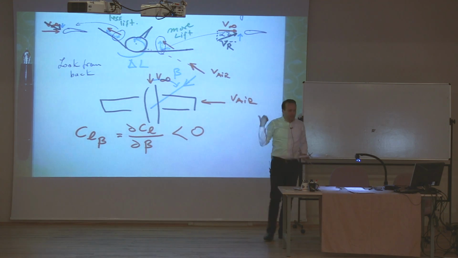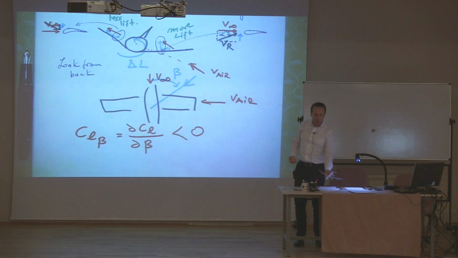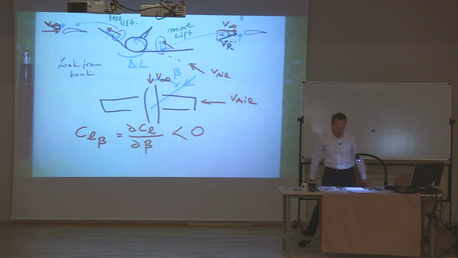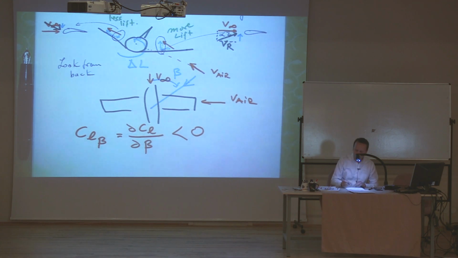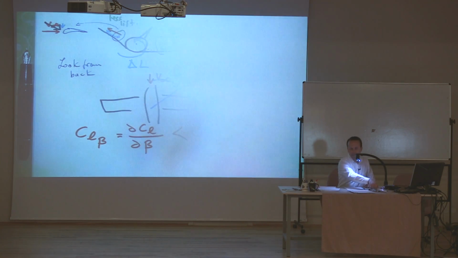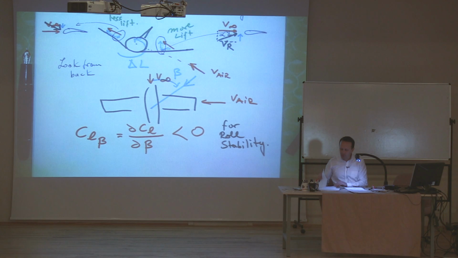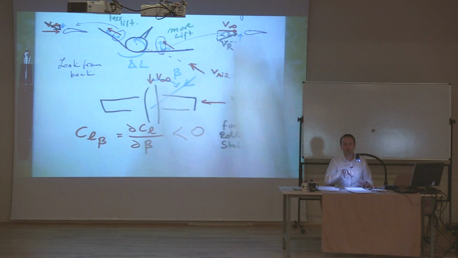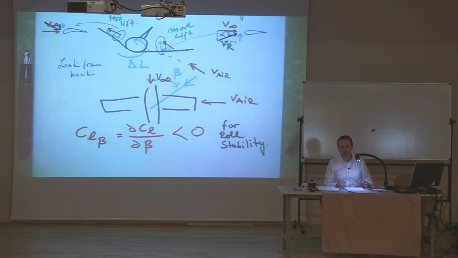So if this is negative, then we have what we call roll stability. Do you understand the physical reasoning here? Every aerospace engineer has to know this. You can't really run away from this. This is something you really have to understand, because this is how you stabilize the airplane in the roll direction.